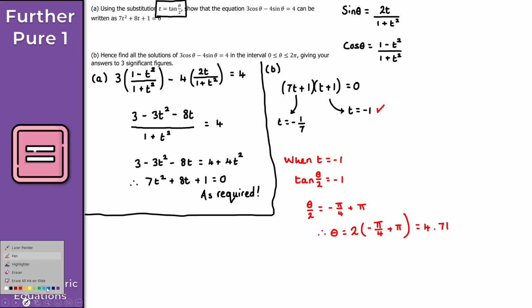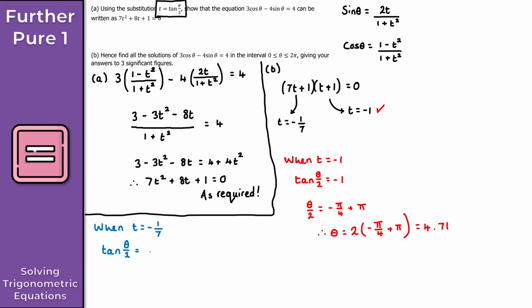And now let's do the other solution, let's do it in blue. We'll do this one in blue. So this is for when t is equal to minus 1 over 7. Okay. So when t equals minus 1 over 7, again, just following the same kind of pattern, we get tan of theta over 2 is equal to minus 1 over 7.